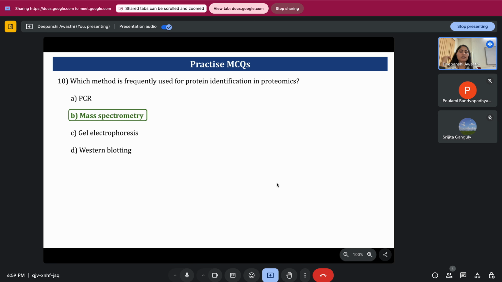But the frequently used method is mass spectrometry, because, as we have discussed previously, for all those proteins antibody information is not available, so in that case we lag behind.